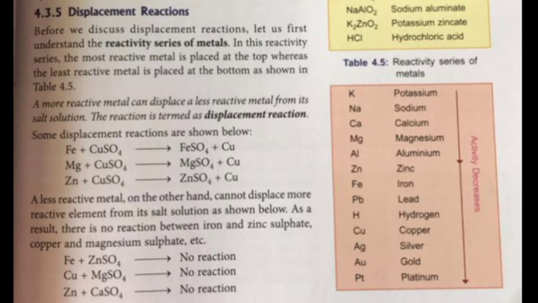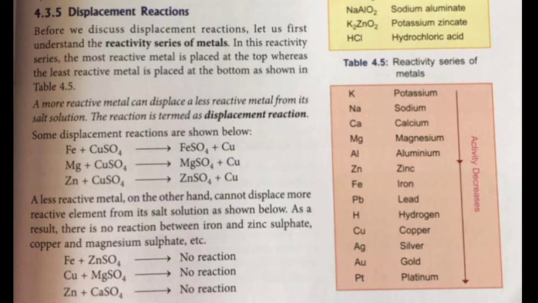Likewise, in the case of zinc, when reacting with copper sulfate, since zinc is more reactive than copper, it will again displace. The zinc will form zinc sulfate and copper will be displaced. But a less reactive metal, on the other hand, cannot displace the more reactive element from its salt solution.